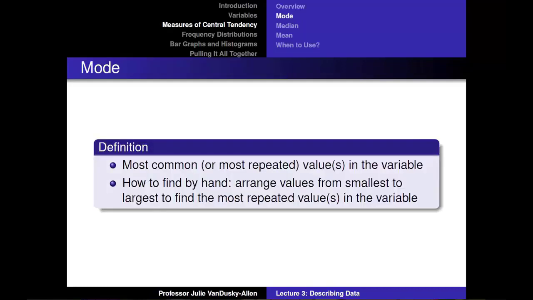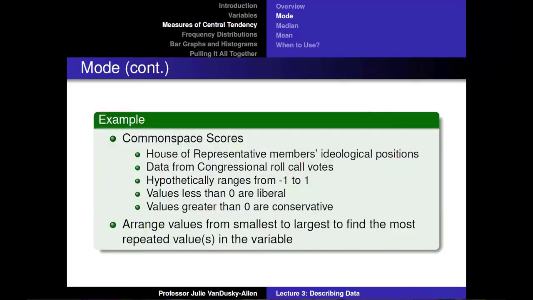The mode is the most common or most repeated value in the variable. In order to find the mode by hand, you arrange the values from the smallest to the largest, then you find the most repeated values in the data set. To demonstrate how to figure out which value of a variable has the largest number of observations, I will use Commonspace scores from the 106th Congress.